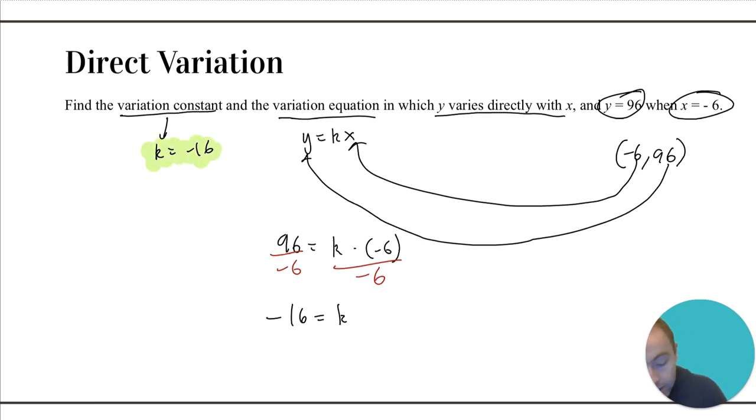And then we can also give the variation equation, where it's just going to be y is equal to -16 times the variable x for the variation equation. So we answered both of those things.